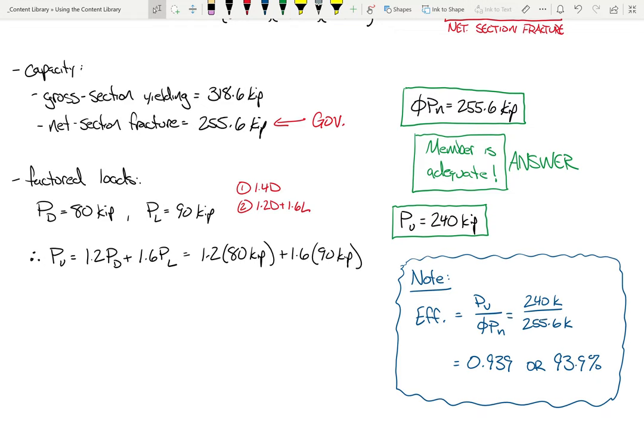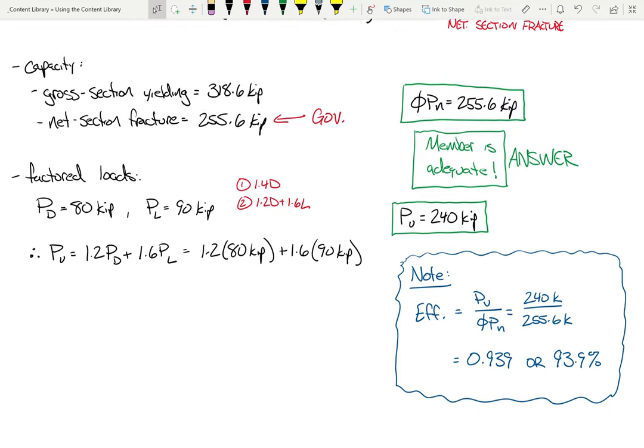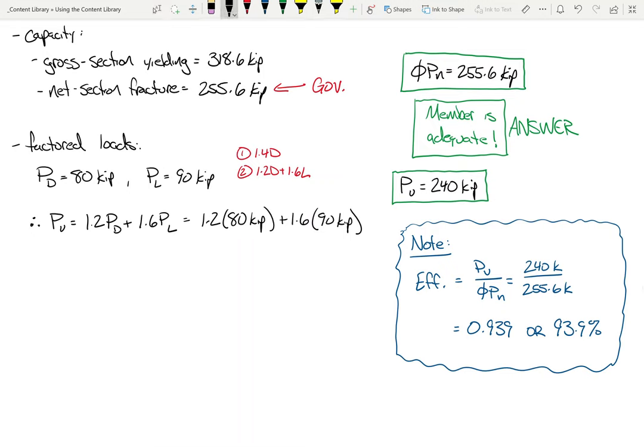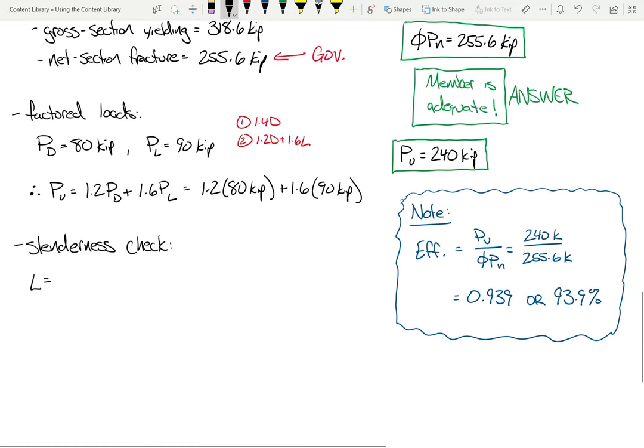Are we done or did we forget something? Slenderness. We didn't talk about slenderness. Let's talk about slenderness. So let's look at our slenderness check. Now, how long is this member? What did we say at the beginning? 40 foot. Let's go ahead and convert that to inches right now. When we're doing slenderness, 40 times 12 is 480.